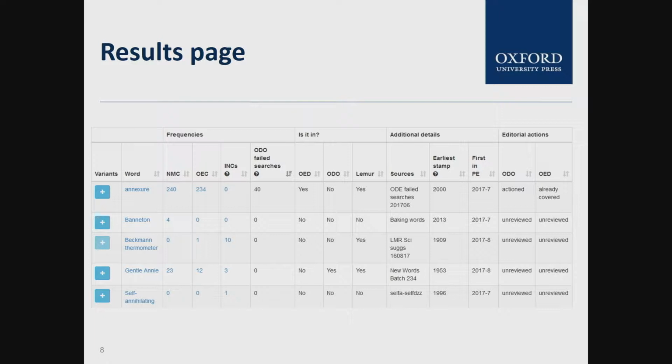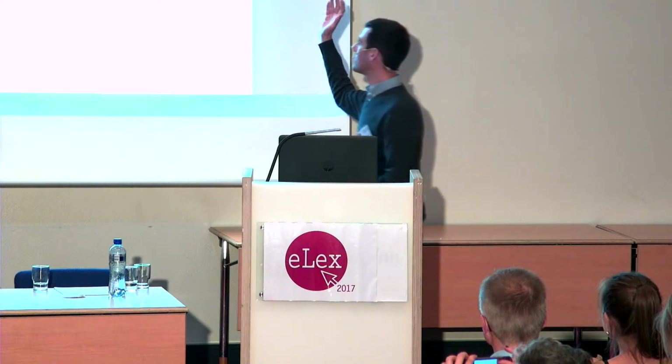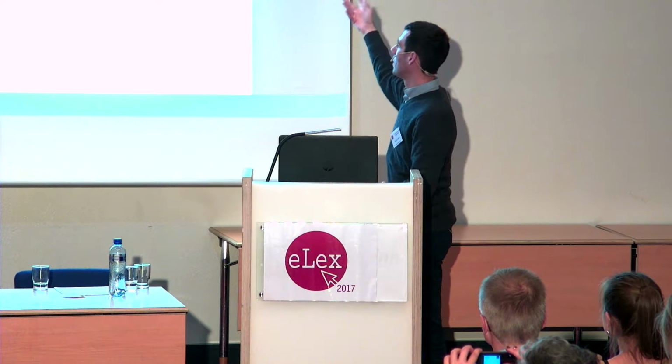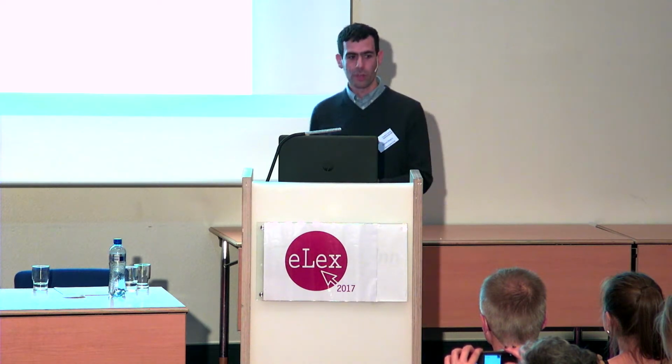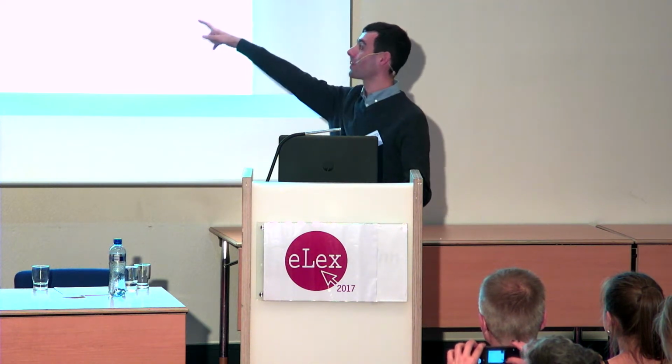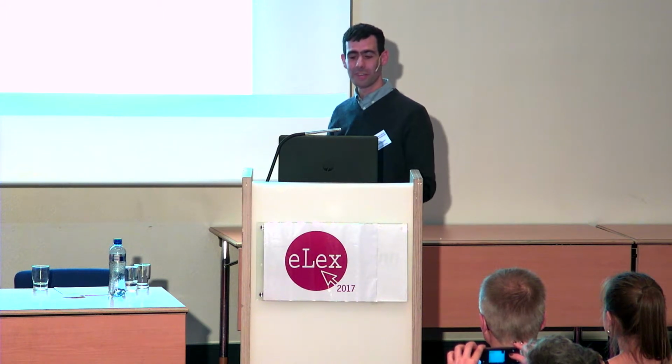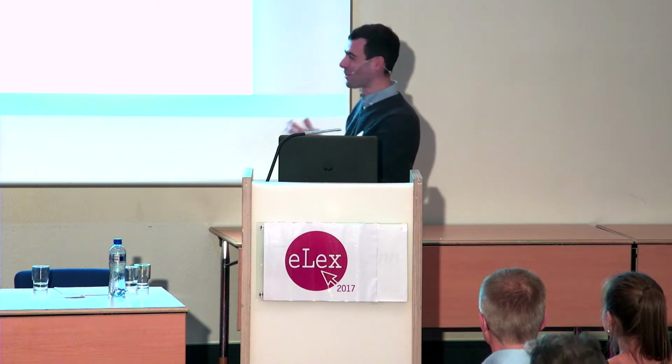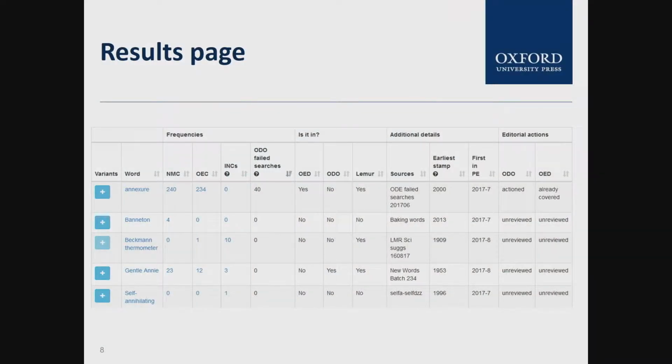Next section tells us if it is in our Oxford English Dictionary, oxforddictionaries.com, and Lemur, which is our database of new word suggestions. And then we see when it was first used, when it was first added to the system, and then finally the action is recorded. And actually, annexure, which I'm afraid I'm not able to tell you what it actually means, but it will be going into the dictionary very soon as one of the first things that has come out of this prioritization system. And then I'll be able to look it up and tell you what it means.